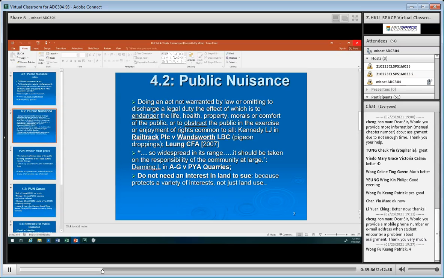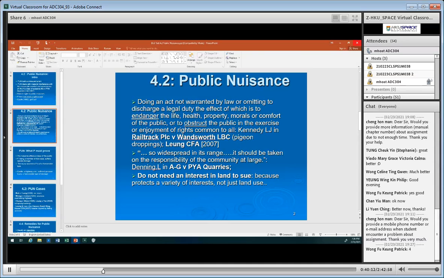The problem is, you've got to be able to find out who actually dropped that object. Well, you might have to call in the police. They might have to do a check, okay? So there can be a whole range of activities which can ground a claim in public nuisance.